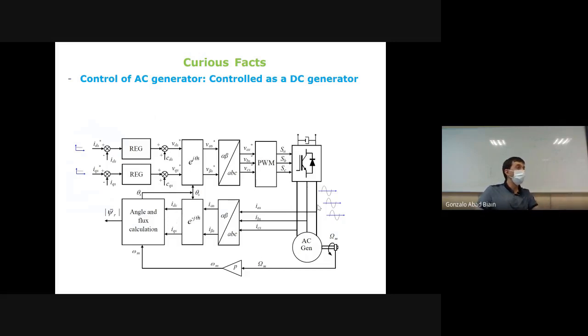Then 20 years later, maybe in the 1990s, more or less, the resonant regulators were invented by Graham Holmes and some other university professors. But the reality is that the inertia of the engineers is so high that we are still using this way of controlling the machines. We don't want to change to resonant regulators, and we are still controlling the machines as if they were DC machines. It's quite curious as well.